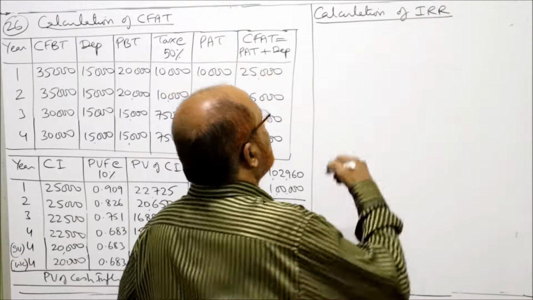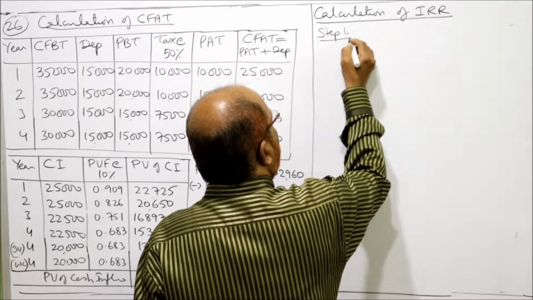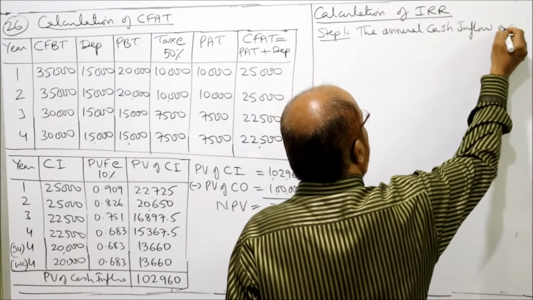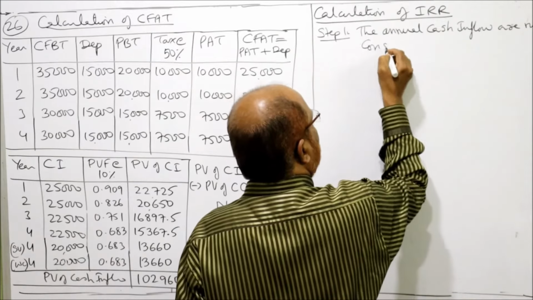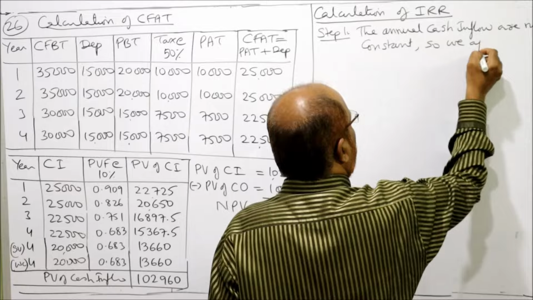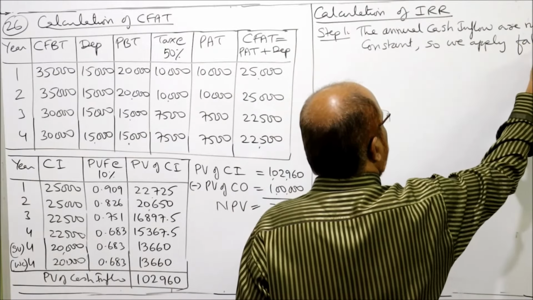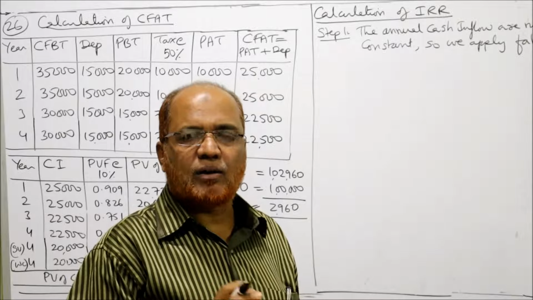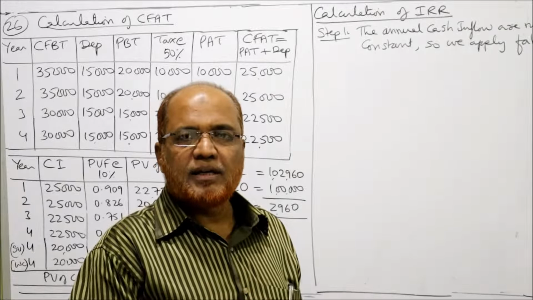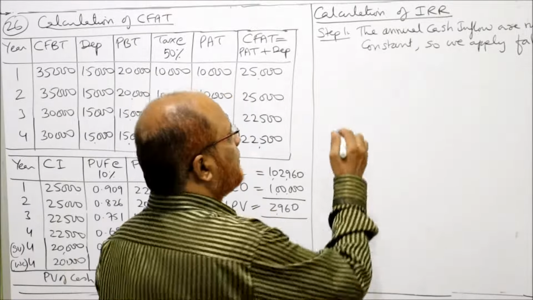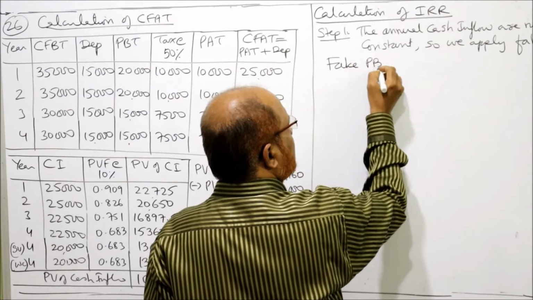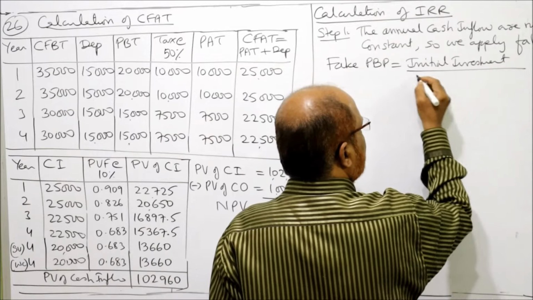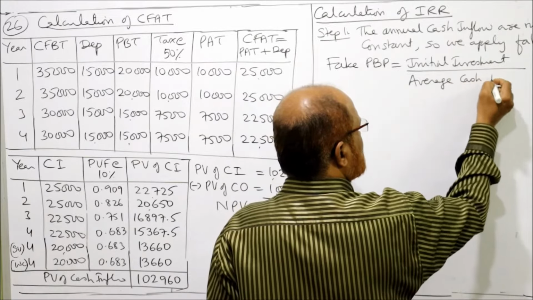The second model says first, step 1: the annual cash inflows are not constant, so we apply fake PBP. Whenever cash inflows are not constant, these are the steps we apply to find out the IRR. So the first step is, if annual cash inflow is not constant, then we calculate fake PBP. The formula for fake PBP is this one: fake PBP is equal to initial investment divided by average cash inflow.